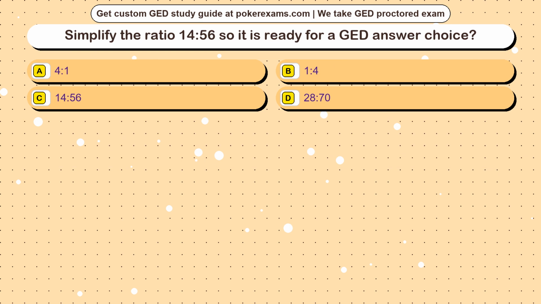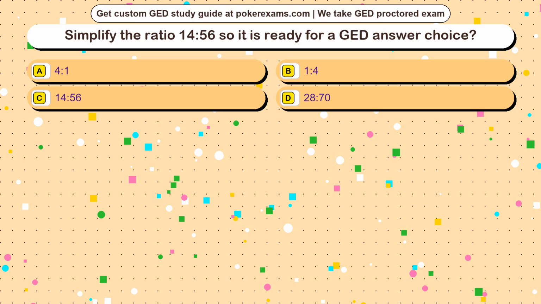Question 16. Simplify the ratio 14:56 so it is ready for an answer choice. Option A, 4:1. Option B, 1:4. Option C, 14:56. Option D, 28:70.